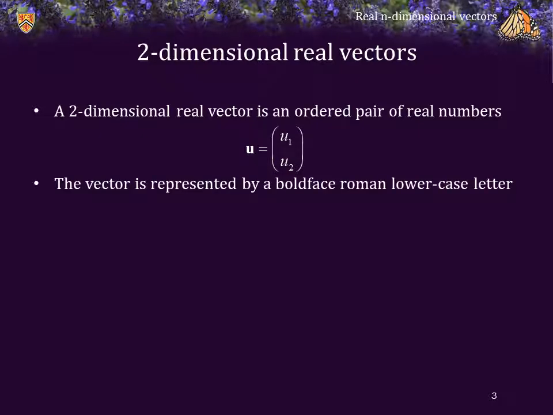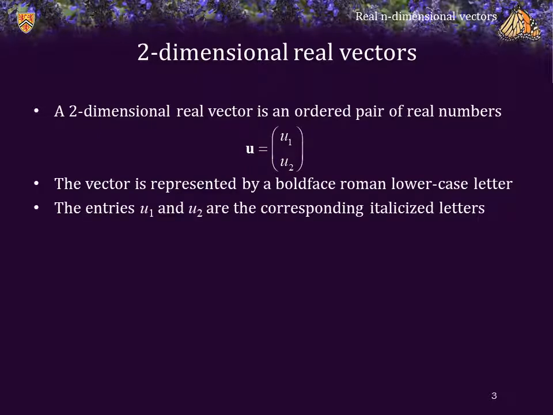If a vector is going to be represented by a variable, that variable will be lowercase and it will be boldface and Roman, meaning upright and not italicized. The entries of a vector, in this case u1 and u2, are the corresponding italicized letters. So if boldface u is the vector, the entries are italicized u sub 1 and italicized u sub 2. These are again assumed to be real numbers.